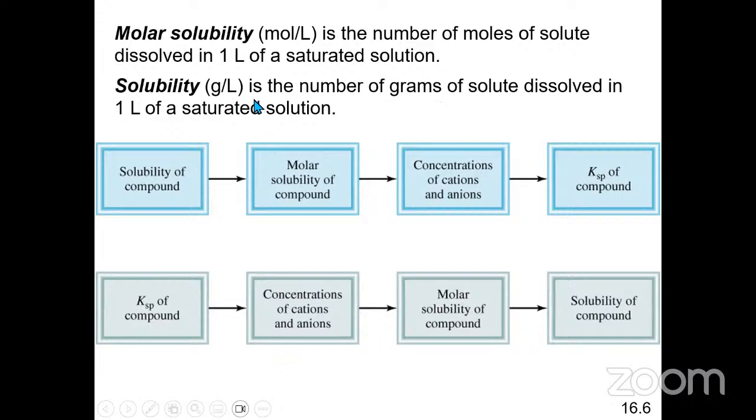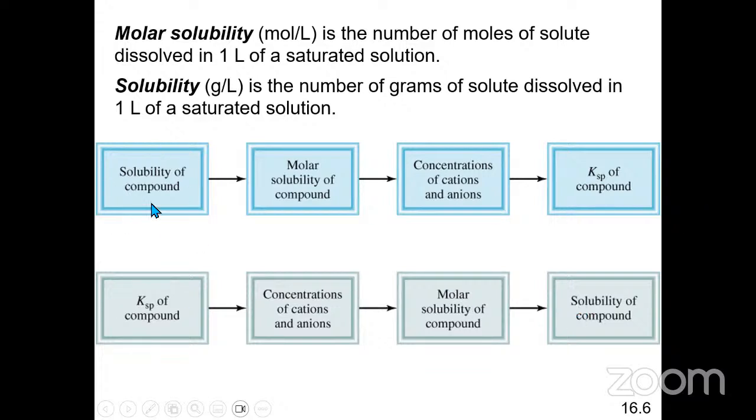And then the solubility, which is normally expressed in grams per liter, is the number of grams of solute dissolved in 1 liter of a saturated solution. So basically, molar solubility can be converted to solubility by multiplying by the molar mass. And you can do the reverse to get from solubility to molar solubility. So some problems will be of a form which you can solve using either one of these two flowcharts, right?